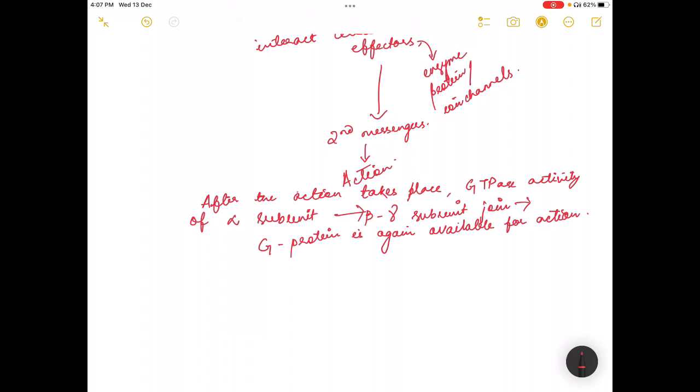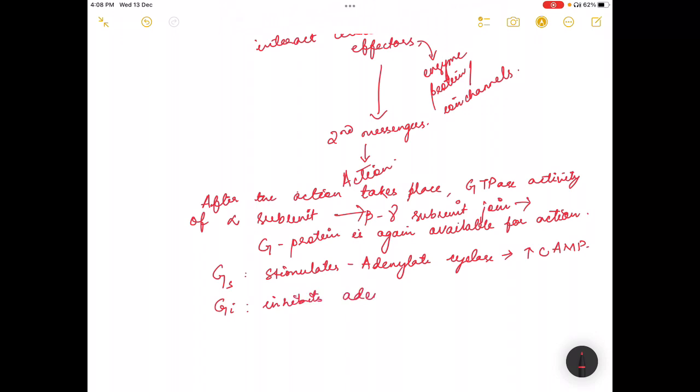So GPCR is of three main types. One is the GS, GQ, and GI. So GS stimulates the adenylate cyclase. This stimulation causes an increase in the cyclic AMP. The GI inhibits the adenylate cyclase. That results in the decrease of the cyclic AMP.